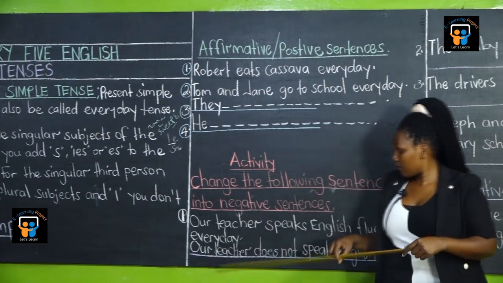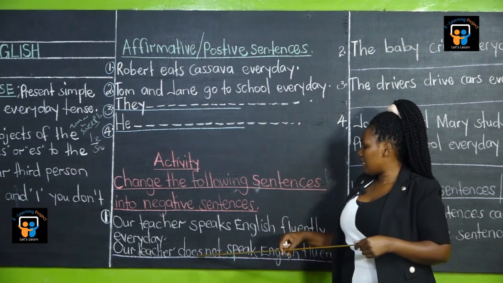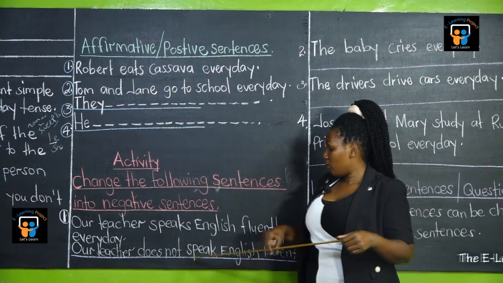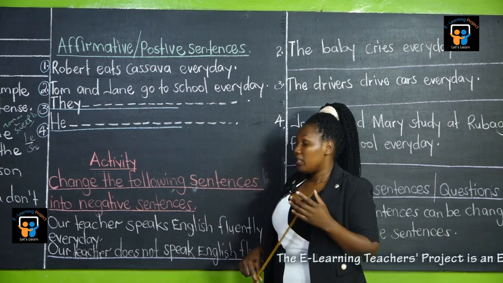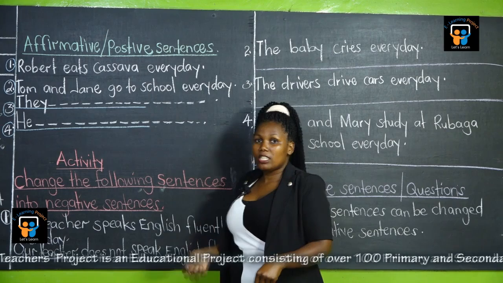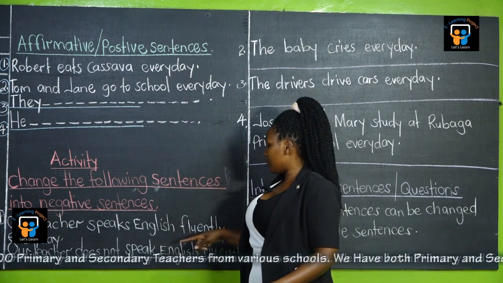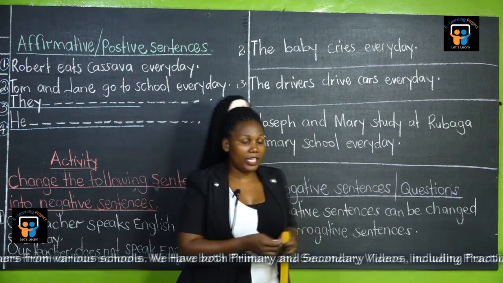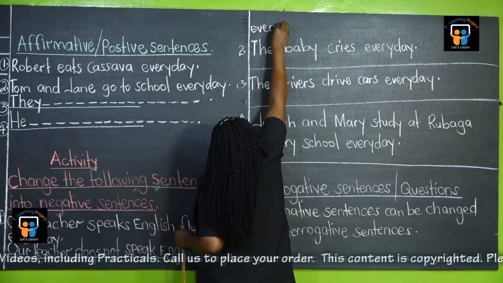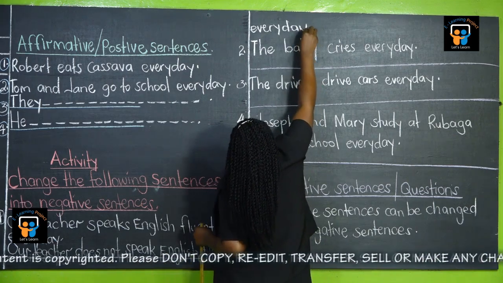So here, you see, does, writing does here made us not write S here. When you use does or when you use the helping verb, the main verb stays in its state, or you don't change anything there. So here our answer is, our teacher does not speak English fluently every day. Are you seeing how I've written it? It is a continuation of that sentence there.